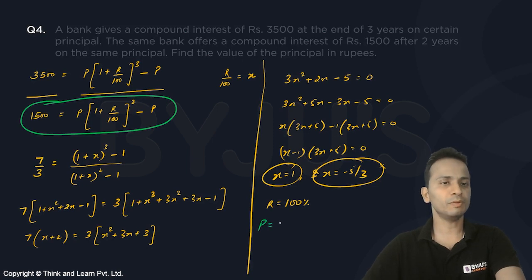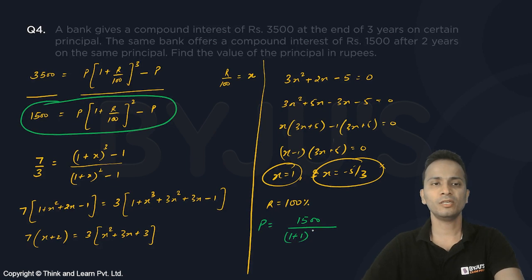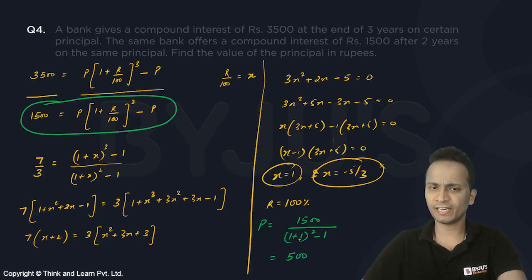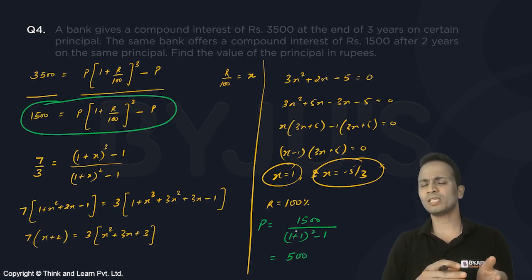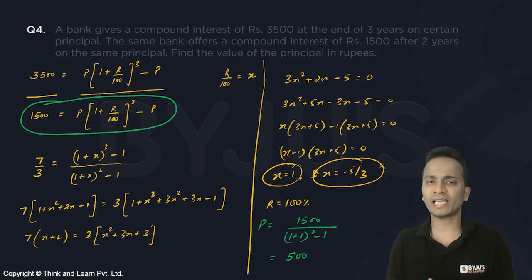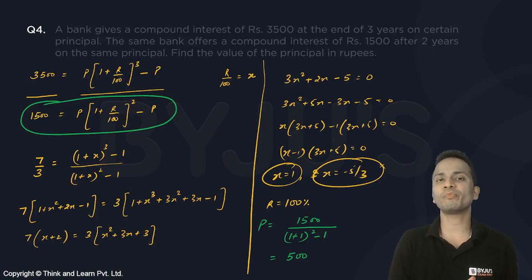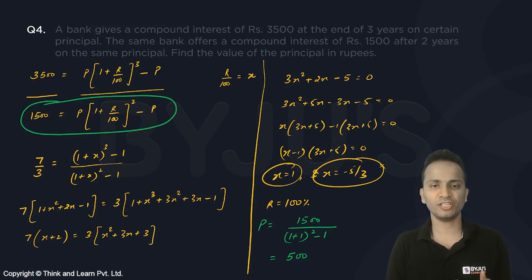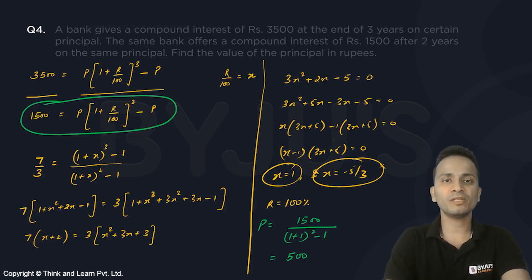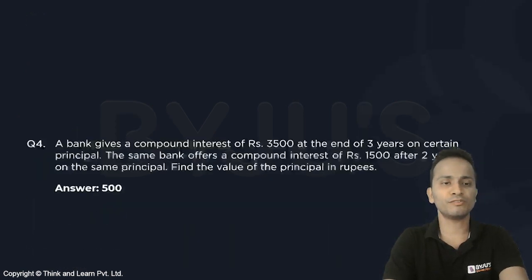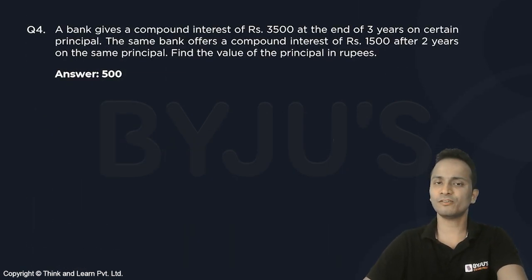So value of P will be 1500 divided by 1 plus R upon 100. So 100 upon 100 is 1. So 1 plus 1 whole square minus 1. So that is 4 minus 1, 3. So the value of principal will be equal to 1500 divided by 3. That is 500. So the right hand side is just calculation and left hand side is formation of equations and simplification. Okay. So the value of principal that is obtained is 500 rupees and that is the final answer for question number 4.